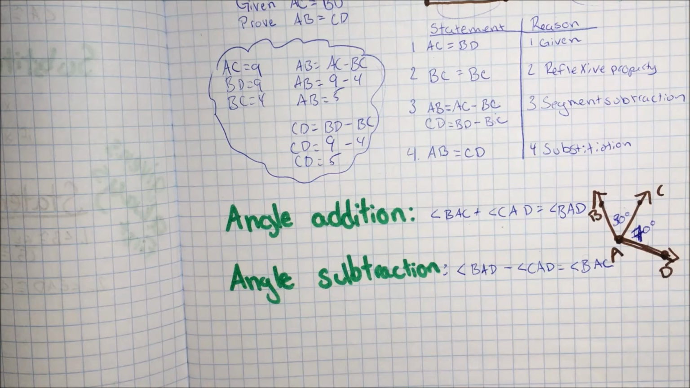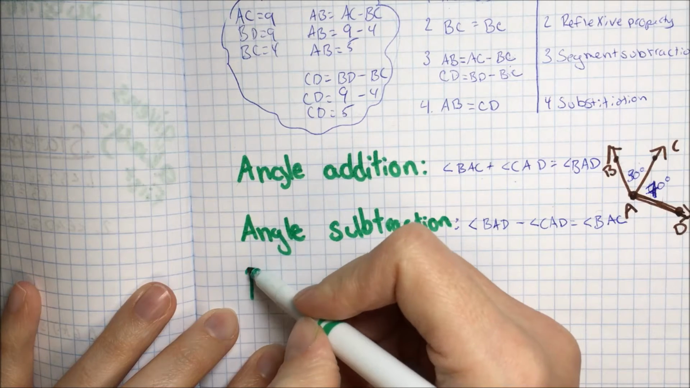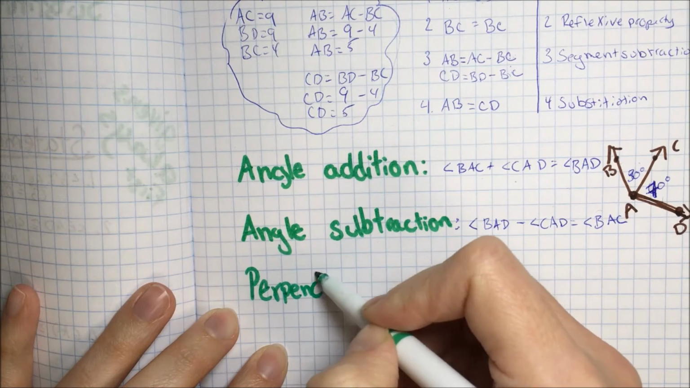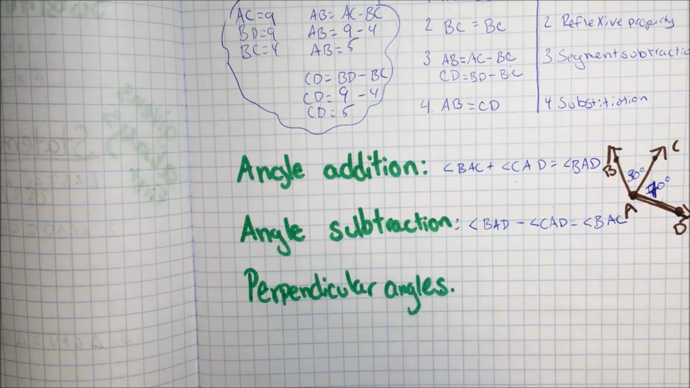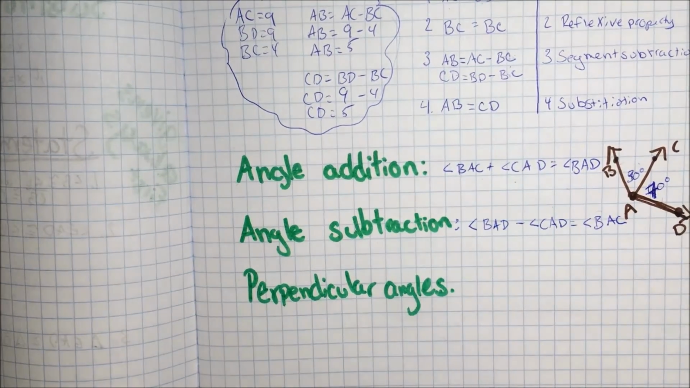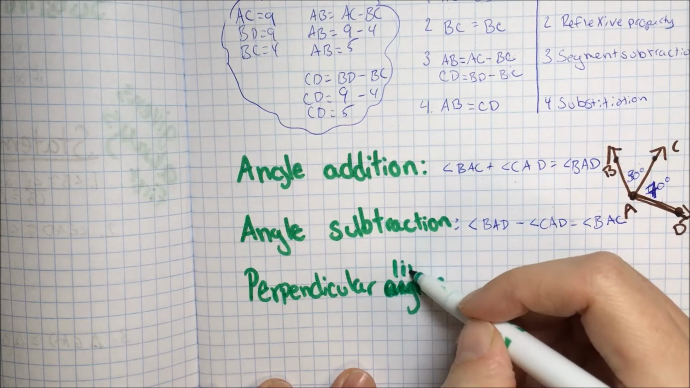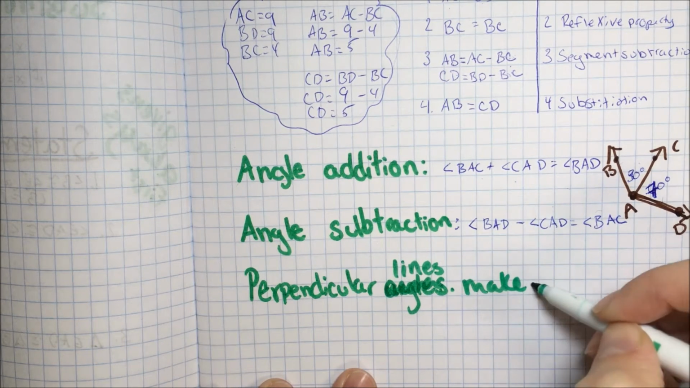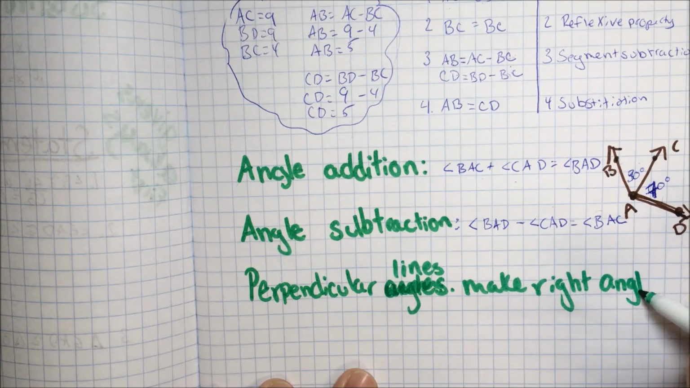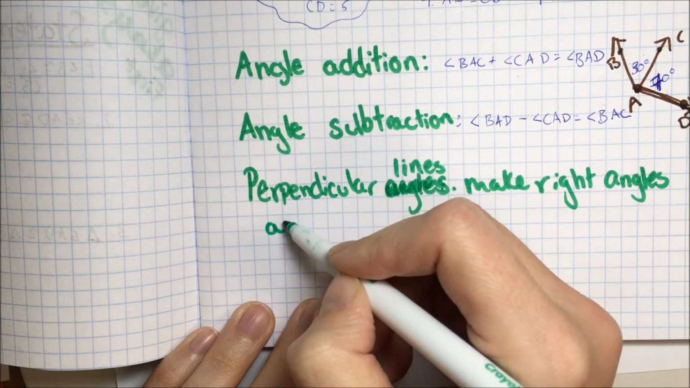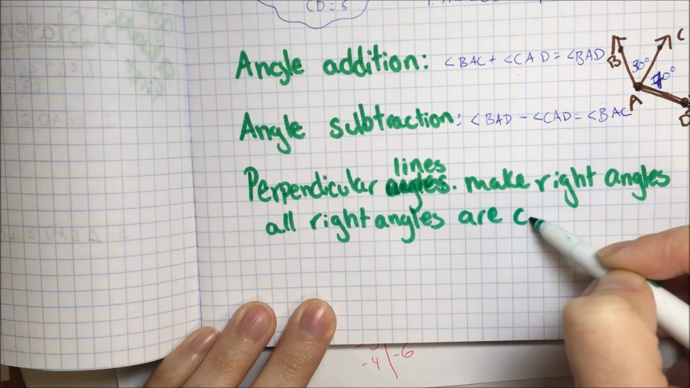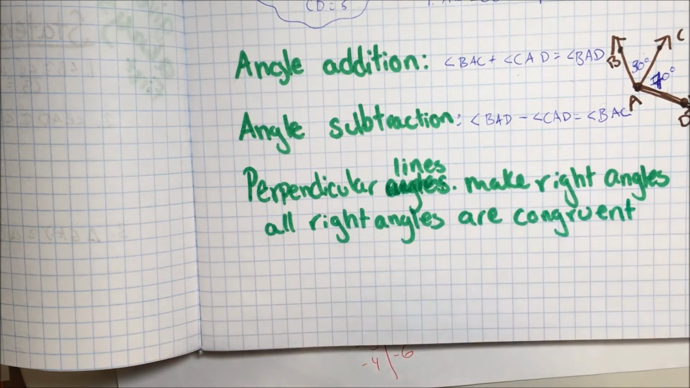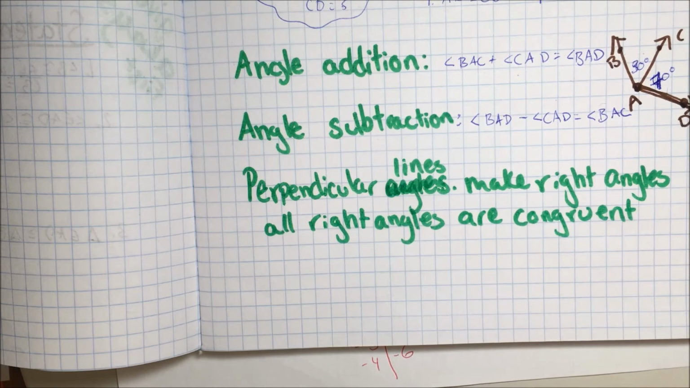Okay, so some other things that we might need to know that are dealing with sides is perpendicular lines. So this symbol, or perpendicular lines, make right angles, and all right angles are congruent. So there's not like a name for this property, it just is. So perpendicular lines make right angles.